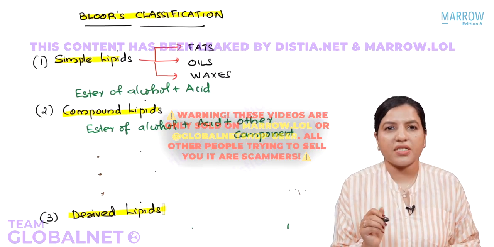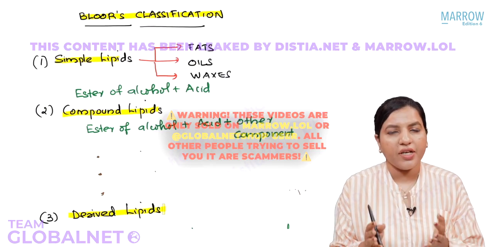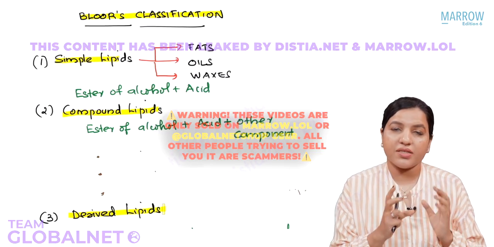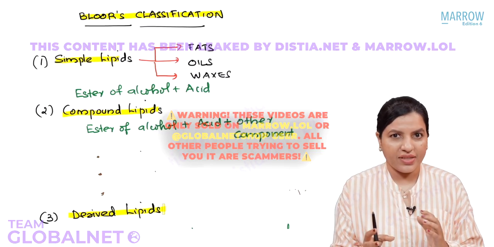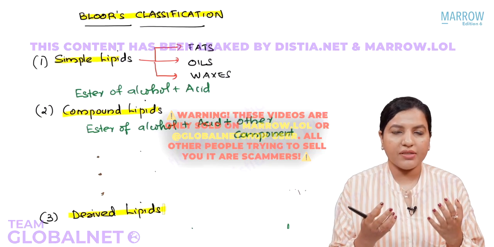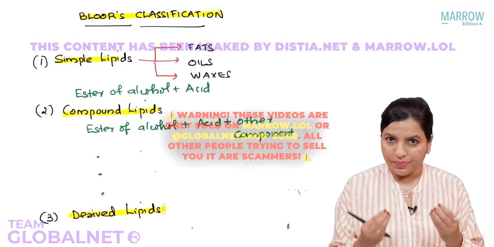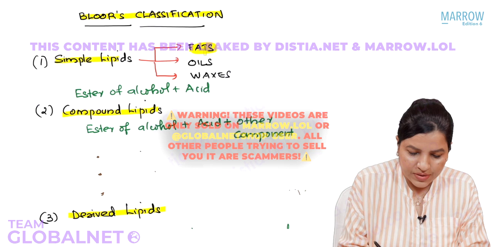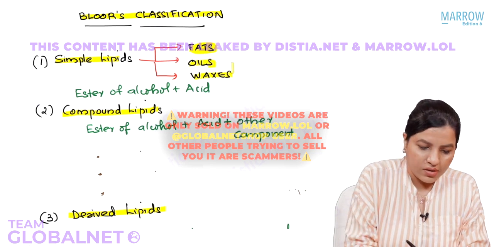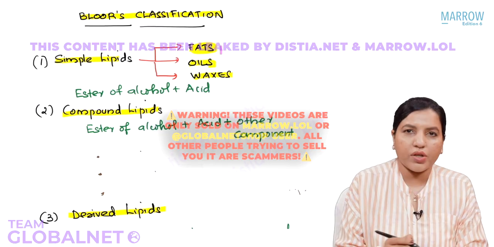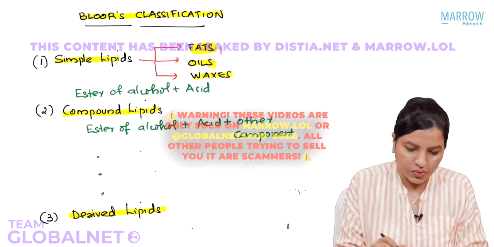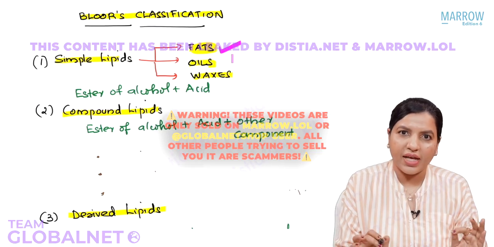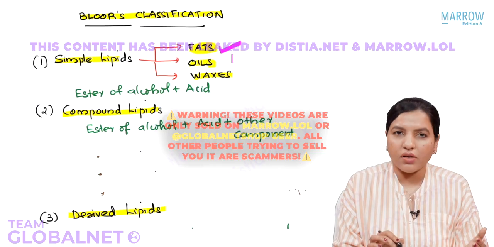So, first about the simple lipids. Simple lipids means that they are esters. Esters of what? Esters of an alcohol and an acid. Usually, this alcohol is glycerol and the acid is the fatty acid. So, that is called a simple lipid. What are the examples of simple lipids? The examples are fats, oils and waxes. Here I will just show you what fats are after the classification. So, that is simple lipids, simple esters of fatty acid and an alcohol.